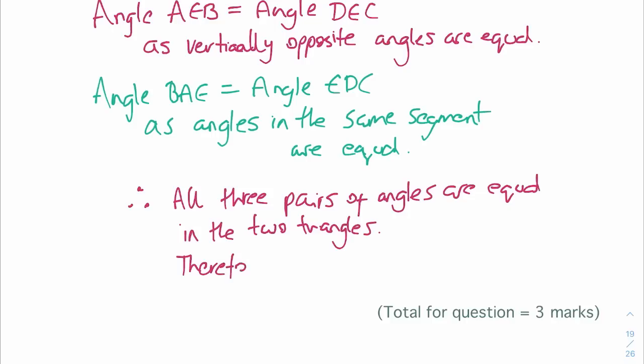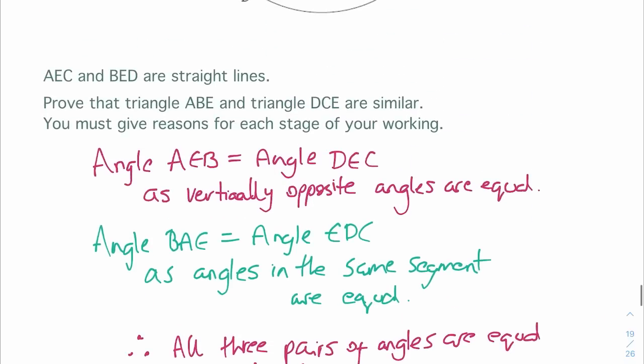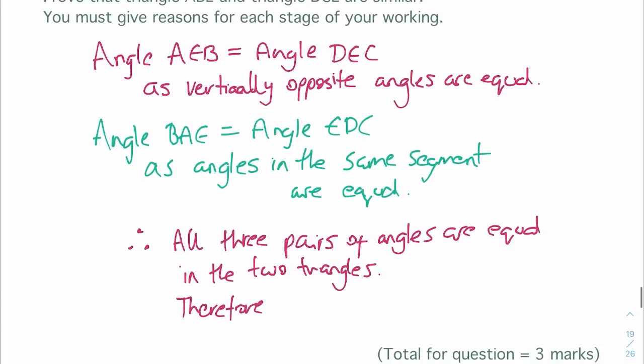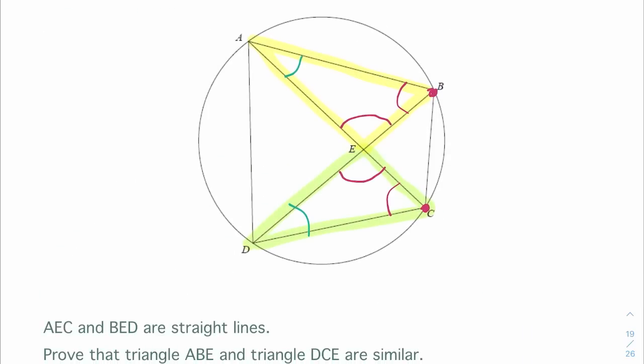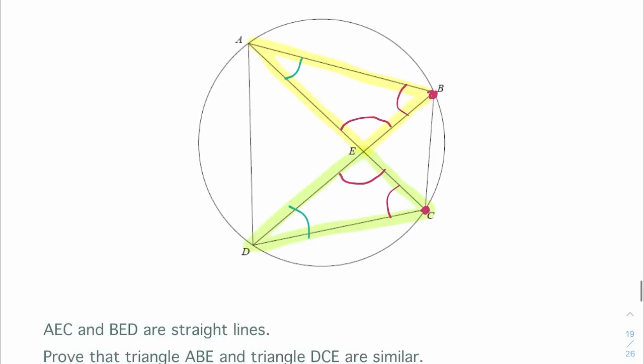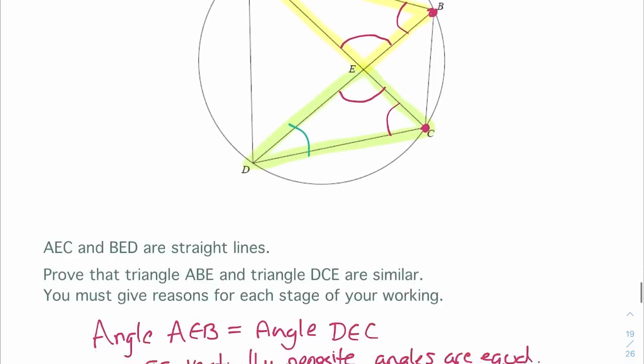Therefore, and what were the triangles' names? ABE and DCE. So ABE and DCE are similar. And there we go, there's an answer to our question. So when we are proving similarity, we are trying to show that all 3 angles are equal, and we have managed to do that. So there we go, that is looking at some similar triangles inside of a circle theorem.